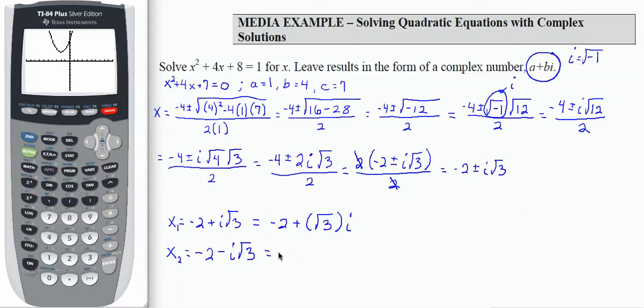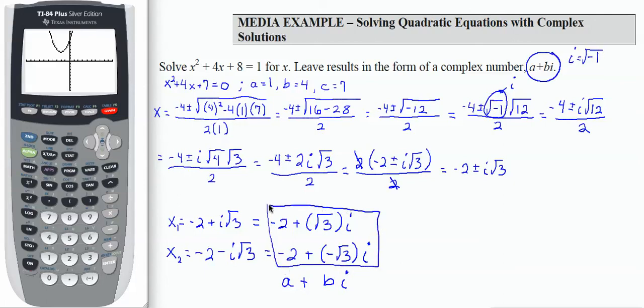Let's do the same thing here. Negative 2 plus negative square root of 3 times i. So this is our minus solution, but I put the minus here inside with the square root of 3. So that's kind of my b term here. So each of these is written in the form a plus b times i. So these are my two solutions for x right here.